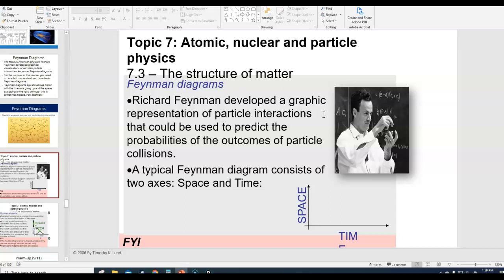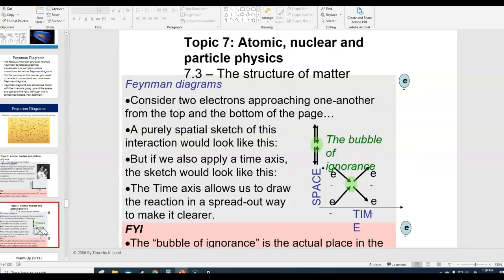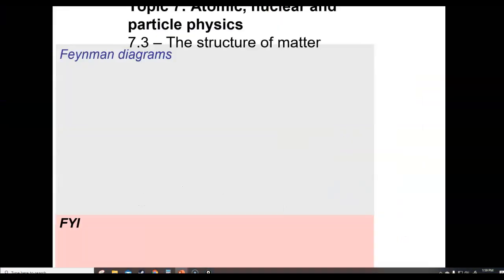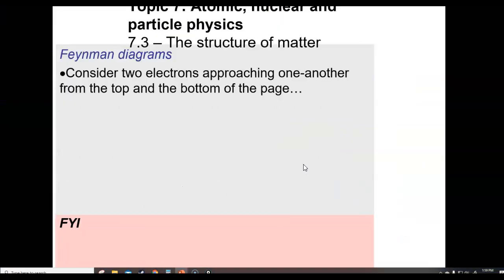Okay, and again, you typically have two axes, a space axis and a time axis. So just to lead us off here, suppose you had two electrons approaching each other, one from the top of the page and one from the bottom of the page. Now, of course, we know what happens if you bring two electrons together: they are going to repel because of the Coulomb force. The Coulomb force is part of the electromagnetic force, which means that, as we talked about in the last video, the way they repel is by the exchange of photons, because the photon is the exchange particle for the electromagnetic force.